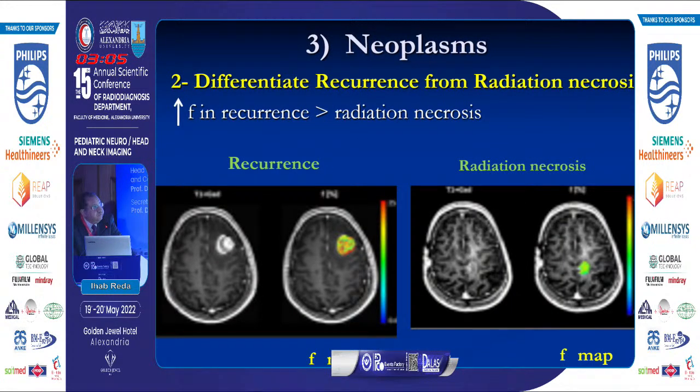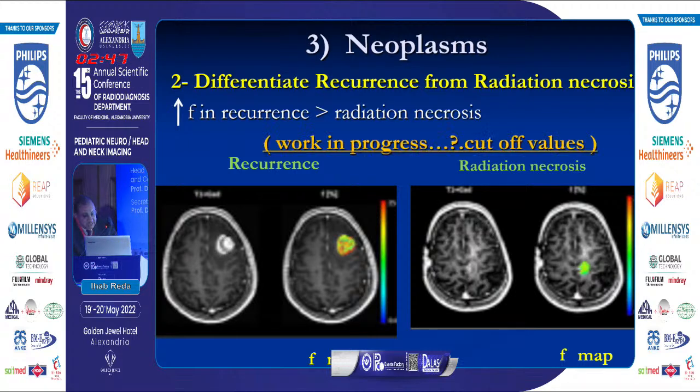Also, again, to differentiate between recurrence and radiation necrosis, there is increased perfusion fraction in recurrence. We can see here the color is nearly orange to red, denoting higher values, while in radiation necrosis, it was green to blue, denoting lower values. Lastly, again, we are working on that to reach cutoff values.